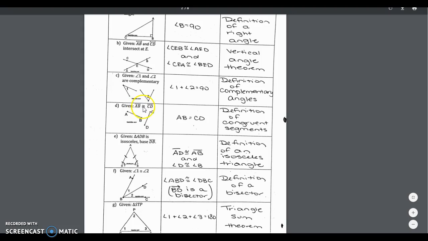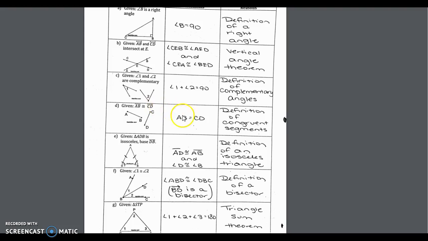For these two, we're saying that line segment AB is congruent to line segment CD. That congruence always is going to indicate that they have the same measures. AB is equal to CD. That's the definition of congruent segments.